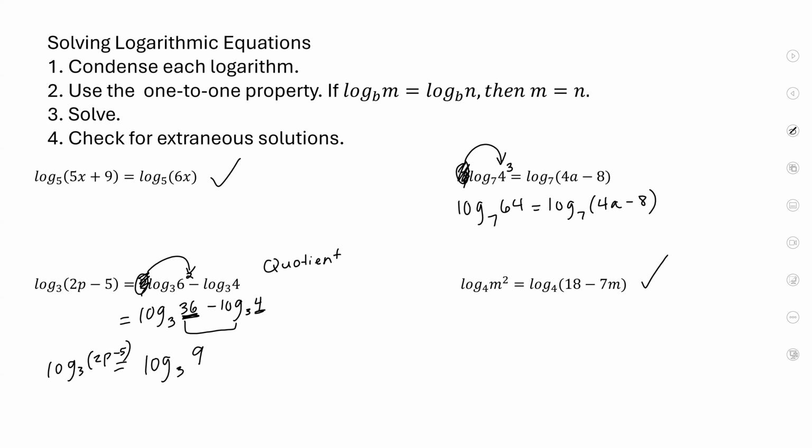So now, we did step 1 for all of them. Now let's move on to step 2. Step 2 says use the one-to-one property. If logs of the same base are equal to each other, then you can just equal the insides. That's what it's saying. Those can cancel out. You just have m equals n. So in the same way, I have log base 5 and a log base 5. Just set the insides equal to each other and solve. I have log base 7, log base 7. Set the insides equal to each other and solve.